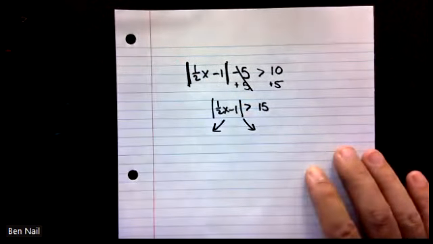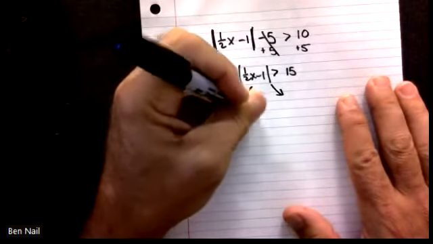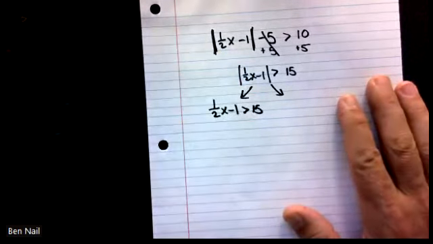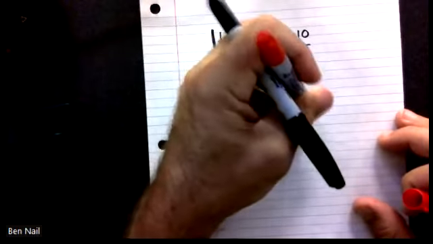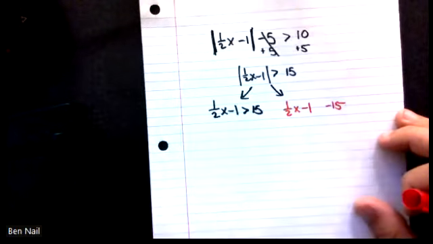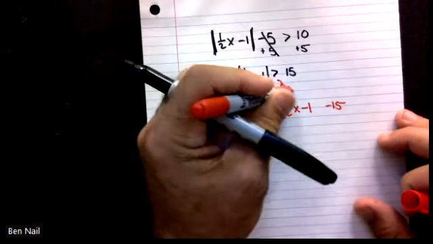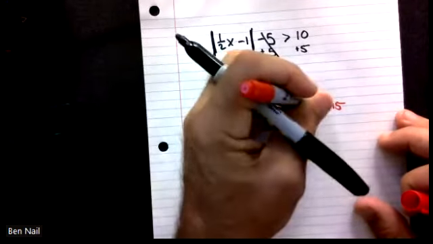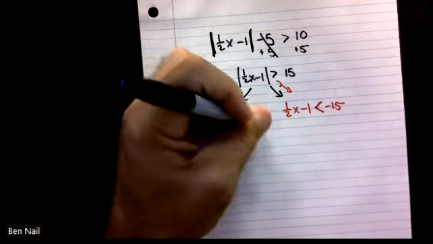Split it up. Positive looks exactly the same. We just drop the bars. The negative we flip. 1/2 x minus 1. That 15 becomes negative. When the 15 becomes negative, my sign flips. We go from greater than to less than. Solve.